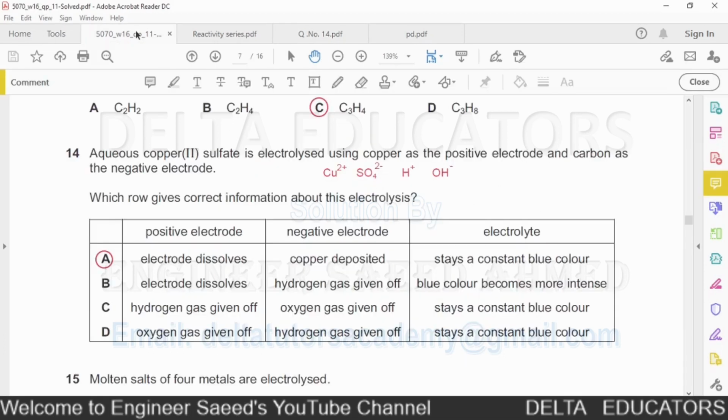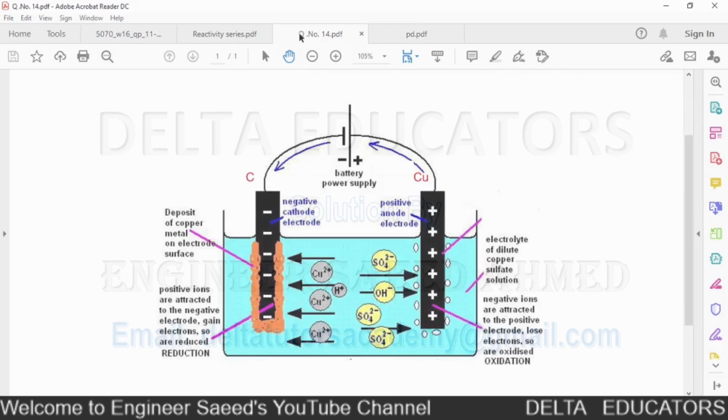Now what about the third column? In the third column, it is given stays a constant blue color. It is also correct. Now the blue color of the solution is because of the presence of copper ion. Here copper ion is migrating toward this electrode, and whatever the amount of copper ion that migrates toward this electrode, the same number of copper ions is added to the solution from this positively charged copper electrode. So here the color of the solution will also remain the same.